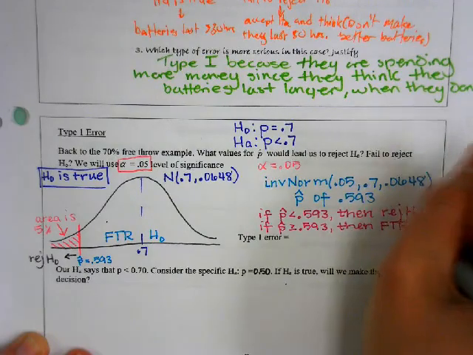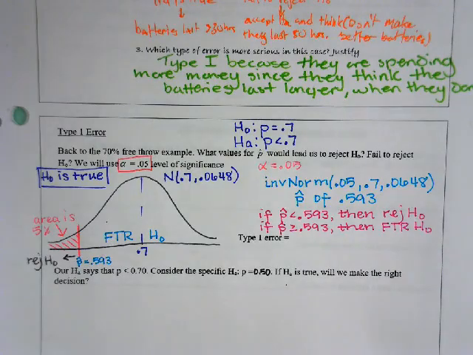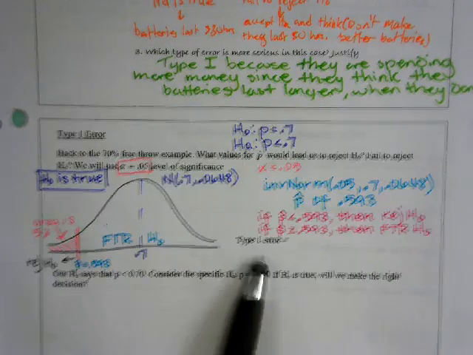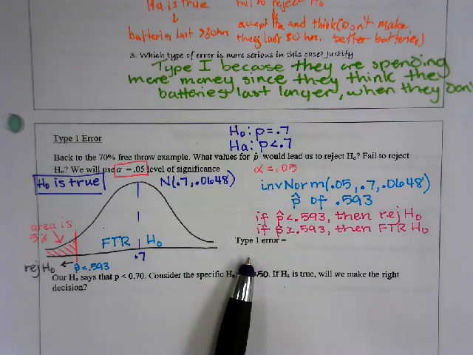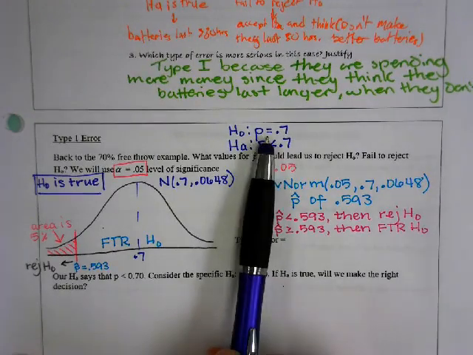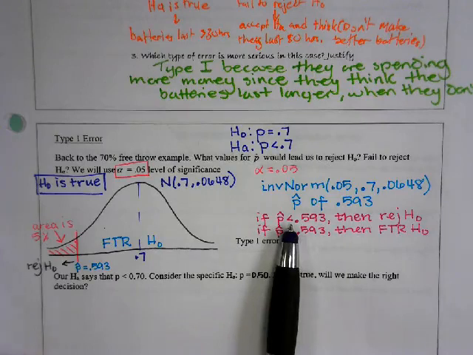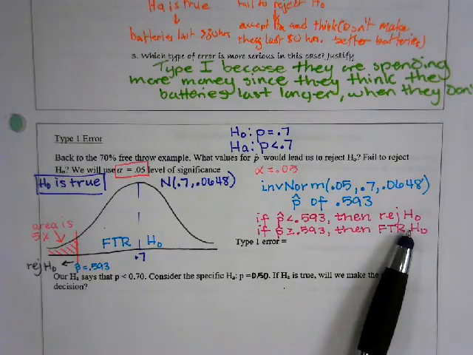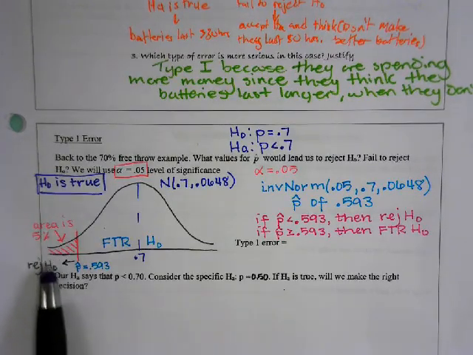Now, a type 1 error is when the null is true and we reject H null. So if our null is true, that Brooke is a 70% free throw shooter, and we reject H null, we get a p hat less than 0.593. How often is that going to happen? What's the probability that we get a type 1 error? 5%. So the probability that we get a type 1 error is 0.05.